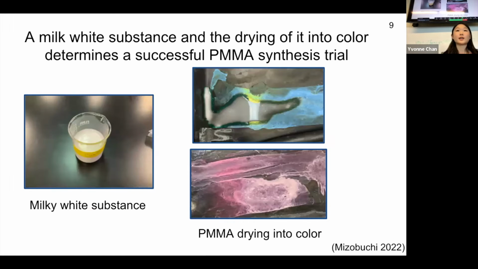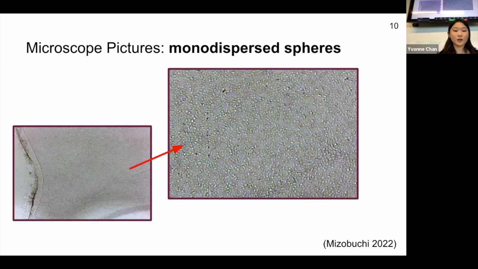A successful chemical reaction is indicated by a milky white substance and by also drying drops of it onto a black surface. If successful, the PMMA will dry into a color, which is also the color that will appear when it's spray coated onto fabric. A PMMA solution was examined under a microscope and they appeared to be monodispersed under this magnification.